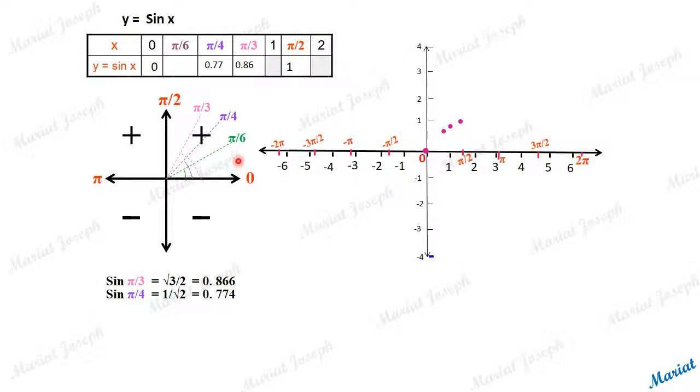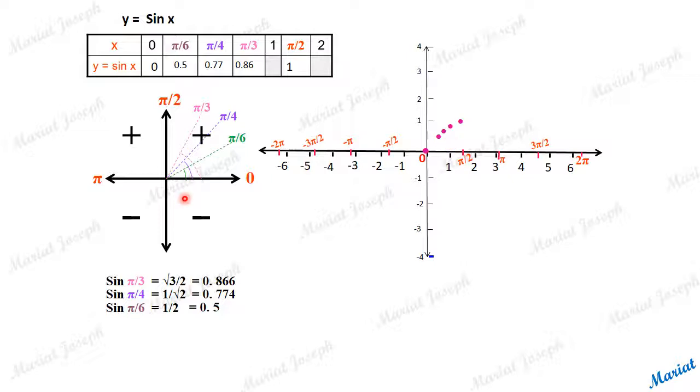One more angle we are going to plot, pi by 6. When x is pi by 6, sin pi by 6 will be the y coordinate. Sin pi by 6 is half. Half means 0.5. Plot 0.5 for the pi by 6 angle. This is 1 and half is exactly in the middle. So here comes that point.